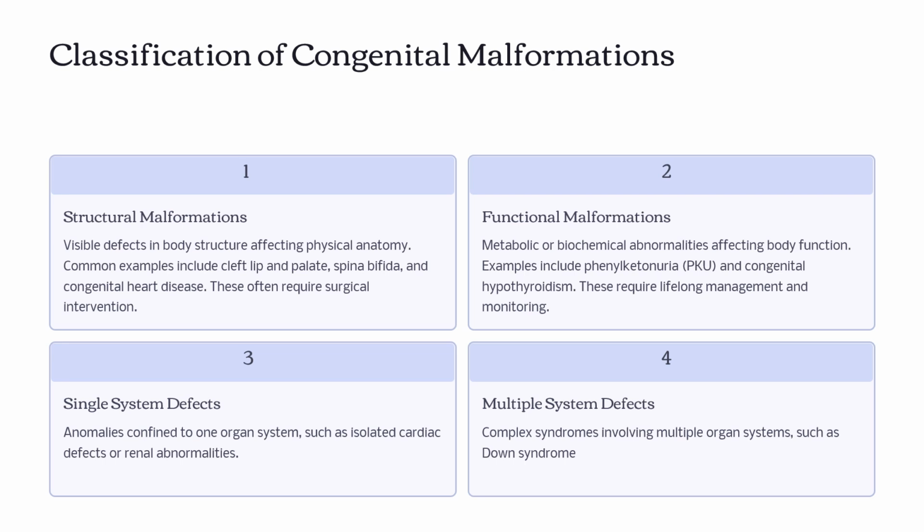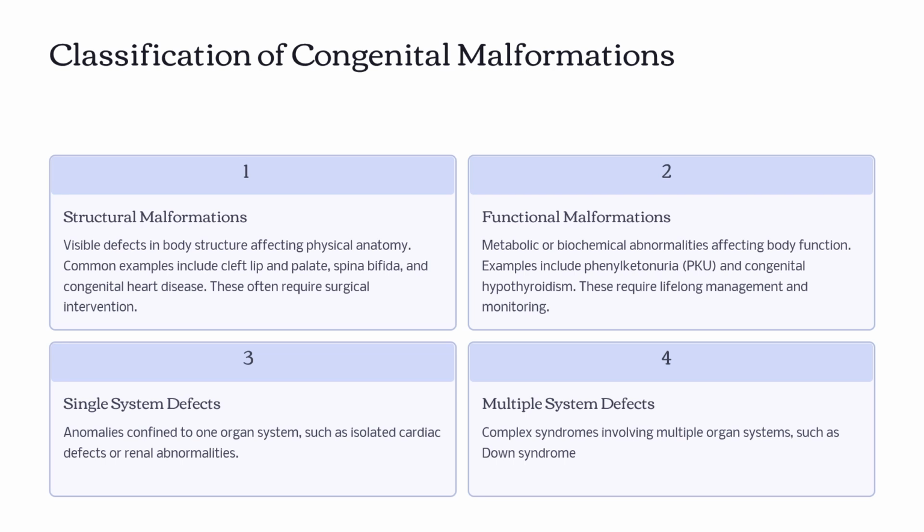The second one is functional malformation. Here the body structure will be normal but the functions of the body are affected, for example metabolic or biochemical abnormalities, especially phenylketonuria. What is phenylketonuria? It is one of the biochemical or metabolic abnormalities of the body. Here the breakdown of phenylalanine is disturbed, so it can cause irreversible intellectual disability, seizures, or other things like a musty odor of the body.